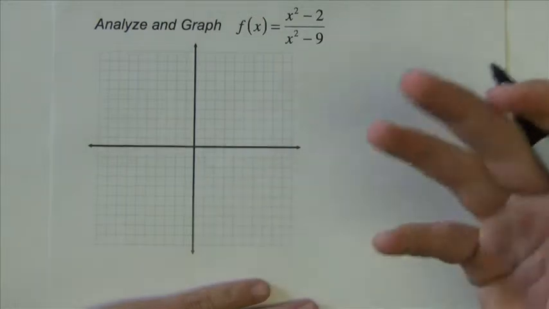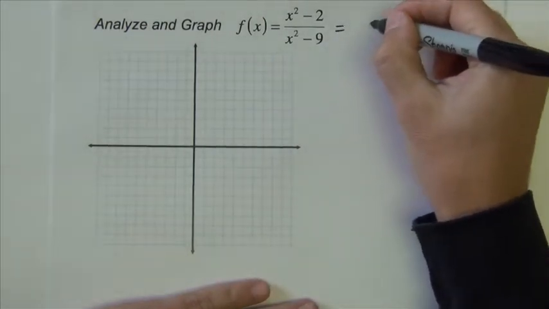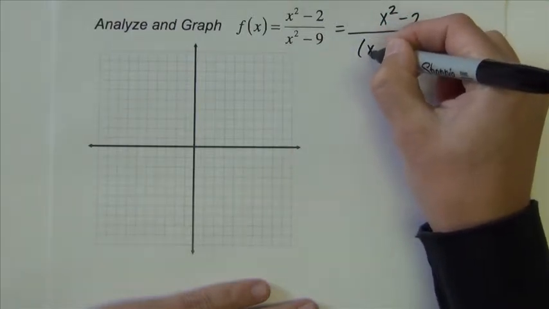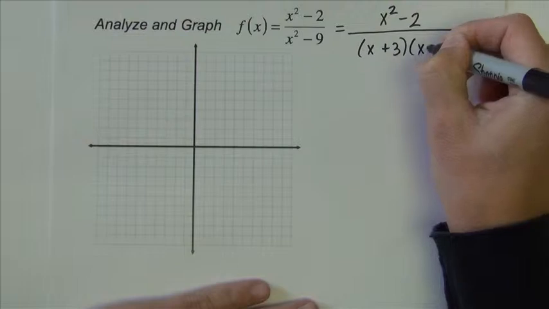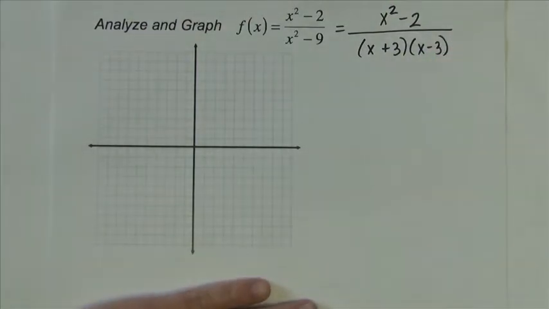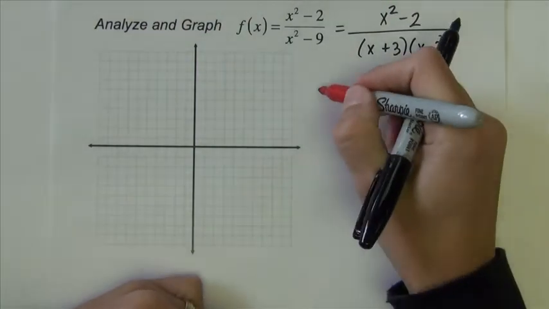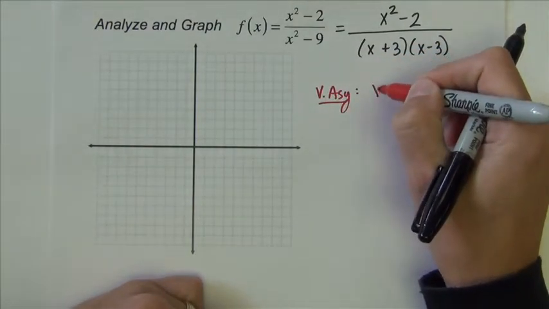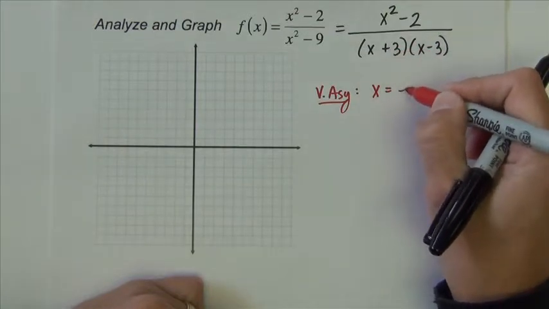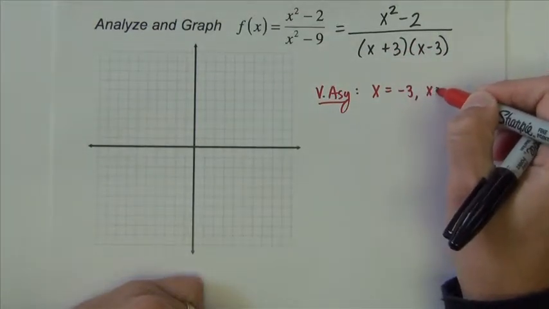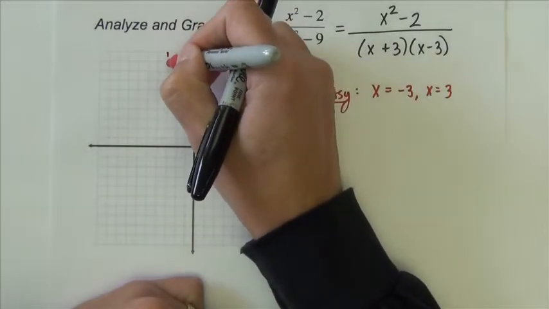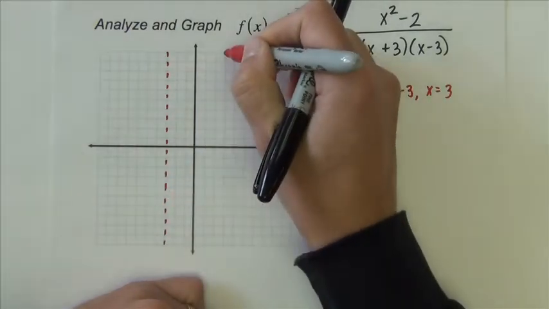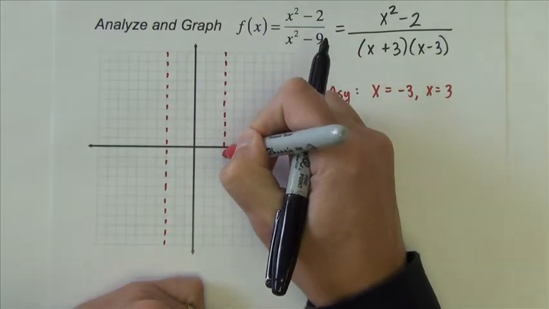Final problem that asks you to make your own graph. I'm going to again begin by factoring where I can, and that x squared minus 9 factors x plus 3, x minus 3. So for my vertical asymptote, my vertical asymptote happens where the denominator equals 0, and that's at negative 3 and positive 3. So another double asymptote kind of graph.